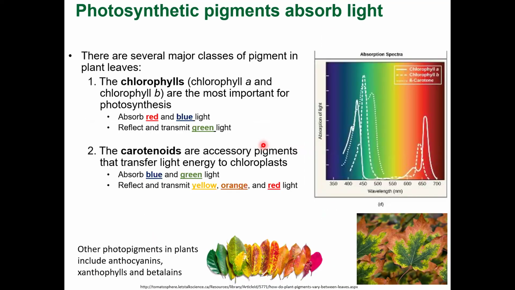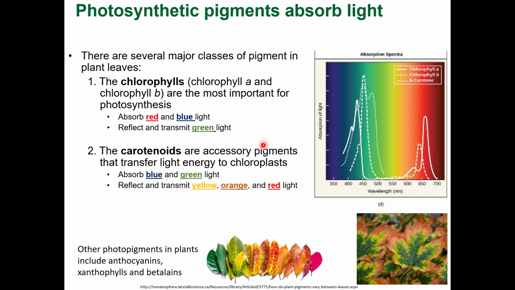Now, there are several different classes of pigment in plant leaves. The first few include the chlorophylls, which are primarily chlorophyll A and chlorophyll B. These are primary components in photosynthesis, and they absorb red and blue light and reflect and transmit green light. But then we have carotenoids.